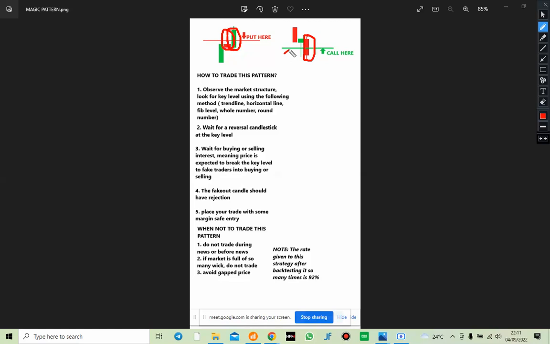Okay, it breaks the key level. So now the fake candle should have rejection. When you now see some rejection, that gives you assurance the market is ready to reverse. So place your trade with some margin of safety to avoid late entry. Whenever you see this pattern at the key level, it indicates the market is ready to go up.